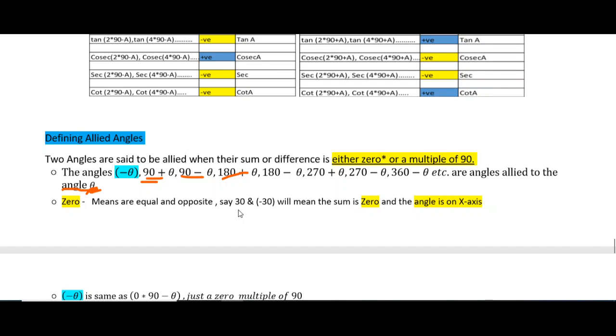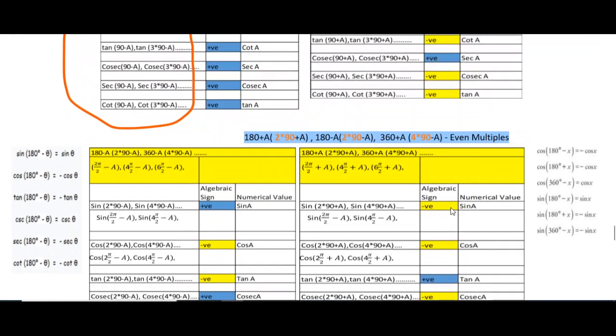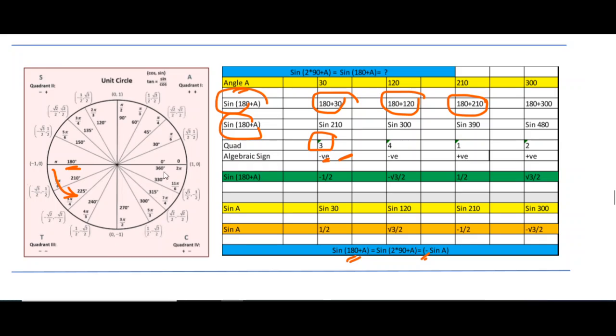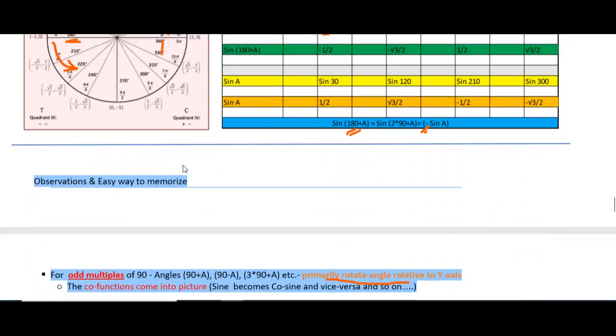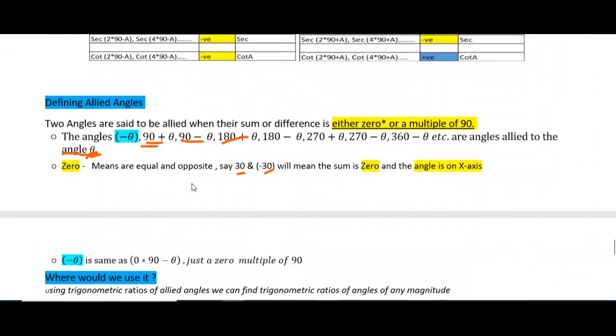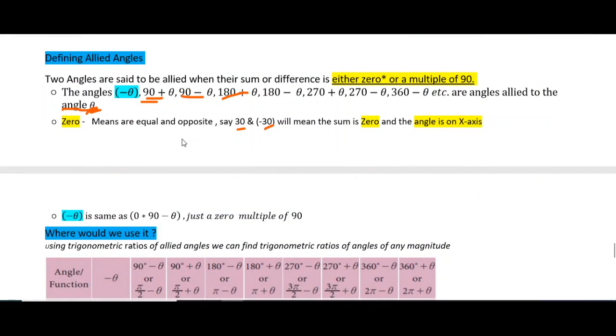Because you can have two angles, 30 and minus 30, and if you add them, it becomes 0. In this case, it's a rotation around the x-axis, like I've shown you here, at 30 and minus 30. If you add that, it becomes 0, and you can still compute the value. And 0 is nothing but rotation along the x-axis, and you can assume that it's 0 multiplied by 90. It's again not an even multiple, but it's a rotation along the x-axis, and hence they have included 0 also, so that we don't forget that. So that's the concept of allied angles, which you remember.